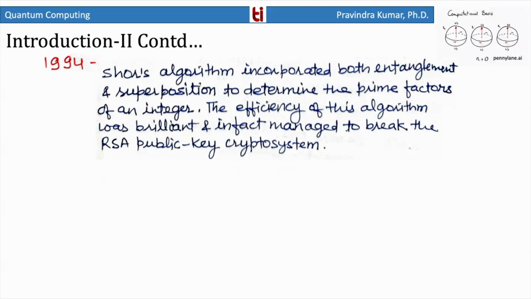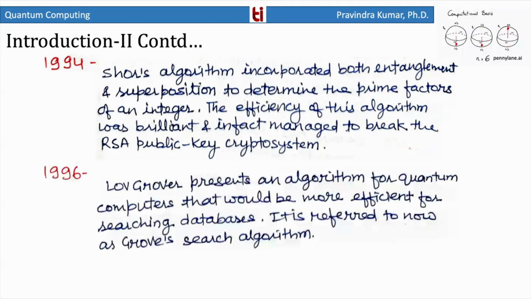This algorithm is referred to as Shor's algorithm. Shor's algorithm incorporated both entanglement and superposition to determine the prime factors of a large integer. The efficiency of this algorithm was brilliant, and in fact it managed to break the RSA public key cryptosystem.